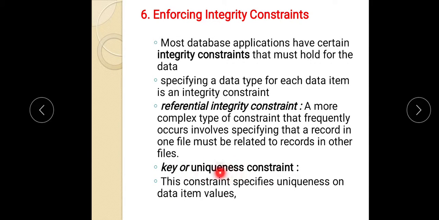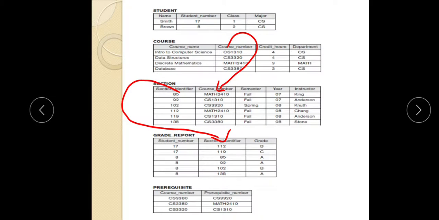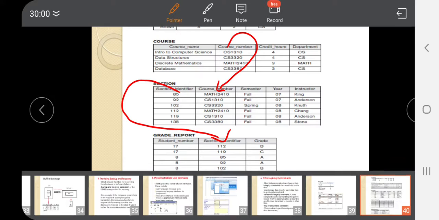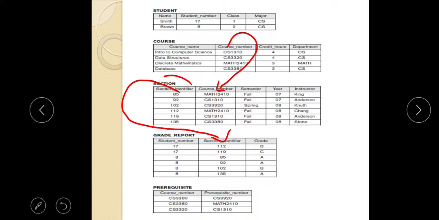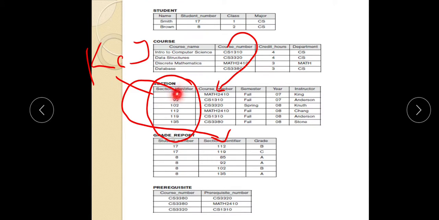Next one is key or uniqueness constraint. This constraint specifies uniqueness on a data item. That is, we have a concept called a primary key. What do you mean by primary key? Primary key means that using that key we can identify a particular record. So we can say that in this example, the section identifier in the table section can be called a key, which means that using each key we can uniquely identify a particular record, because 85 is unique, it is not repeating. So using 85 we can identify this record.